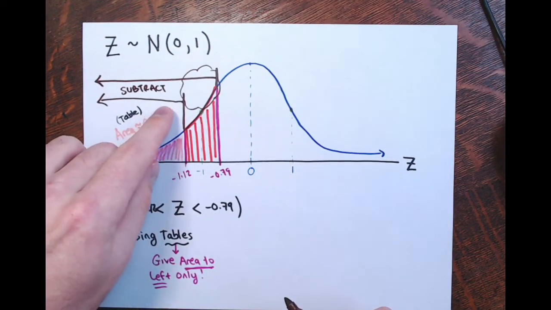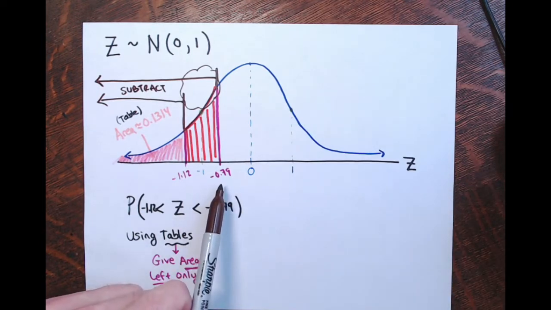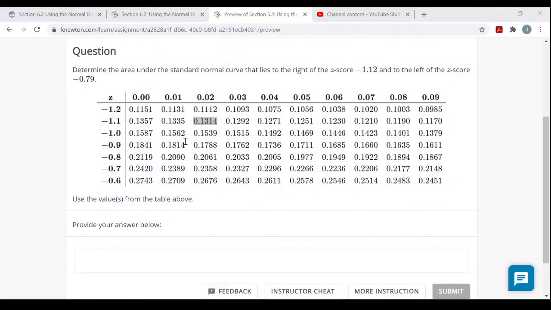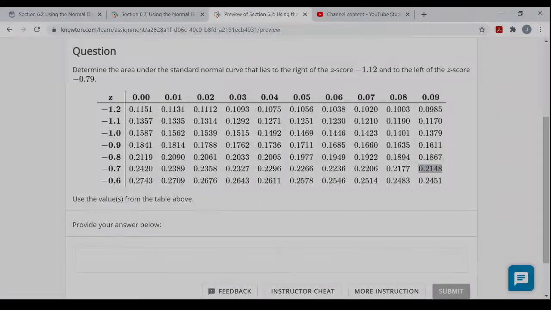So I got 0.1314 for the area to the left of negative 1.12. Let's look up the area to the left of negative 0.79 on that table. So I go z negative 0.79. I go to 9 in the hundredths spot, that's the last column. So now I'm here. Negative 0.79, 0.2148. So the area to the left of z equals negative 0.79 is 21.48%, or 0.2148.